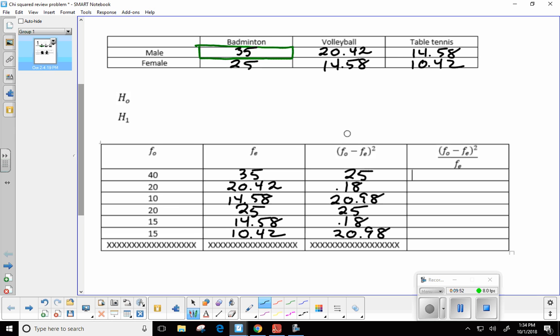So I took the difference, I squared them, and now I'm going to take these squared differences and I'm going to go ahead and divide by the expected value. So 25 divided by 35, let's say 0.71. Okay. Then 0.18 divided by 20.42. Now this one we're going to have to go a little bit further because I got 0.0088. So do you want to go ahead and take these to 3 or 4 decimal places? So go 3? Okay, so I'm going to make this 0.714. So this other one will be 0.009.